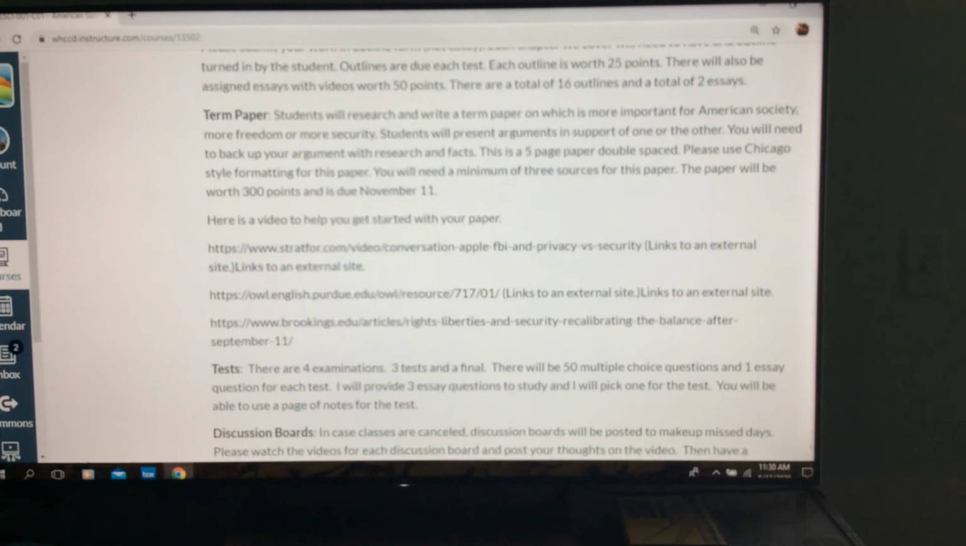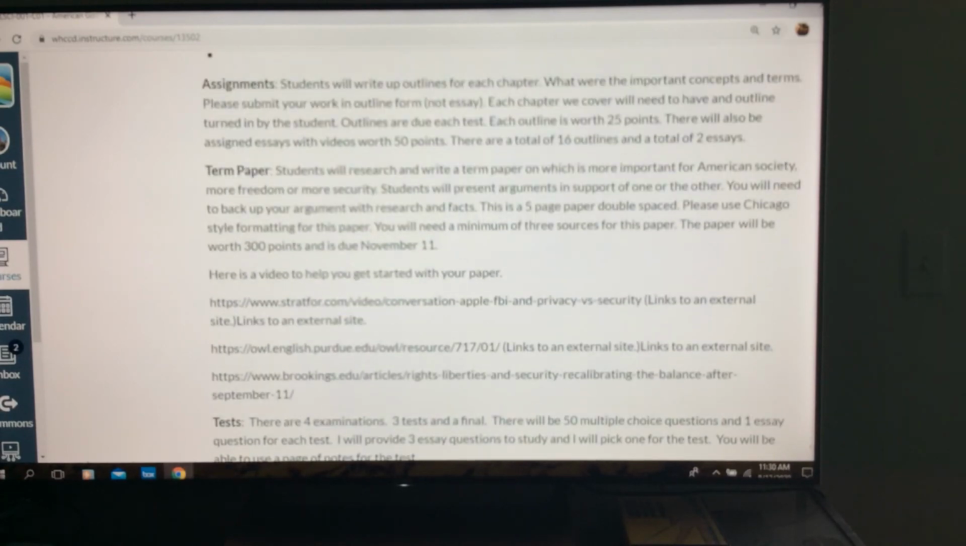All right, assignments. Try to keep this to the 20-minute limit. I'm going to try to go through these fast. You'll write up outlines for each chapter. What were the important concepts and terms? Please submit your work in outline form, not essay. Each chapter we cover will need to have an outline turned in by you. Outlines are due with each test. I'm going to need to change that. It's not due with each test. It's due every week. So when we go down to the bottom and you see when things are due, I'll change this in the syllabus. It'll be due each week.